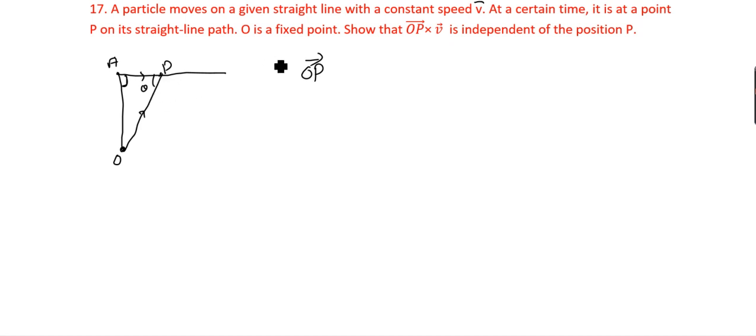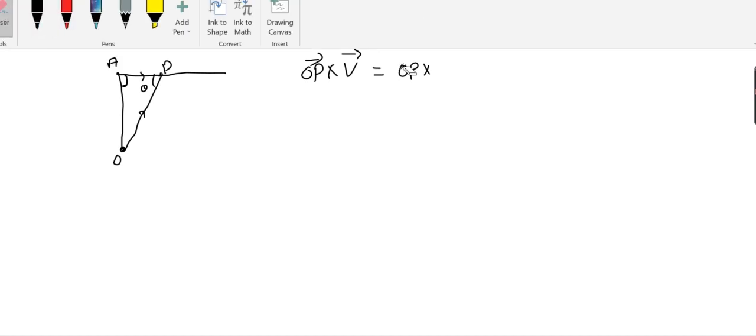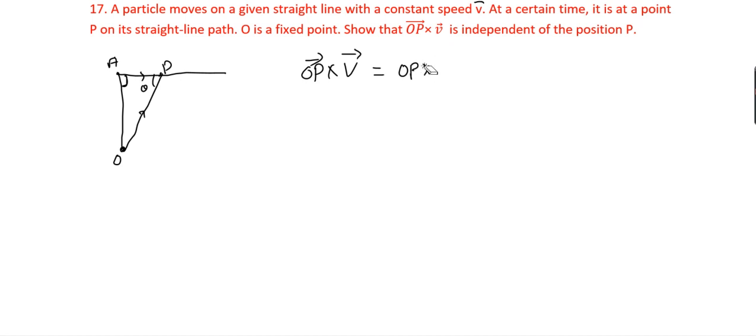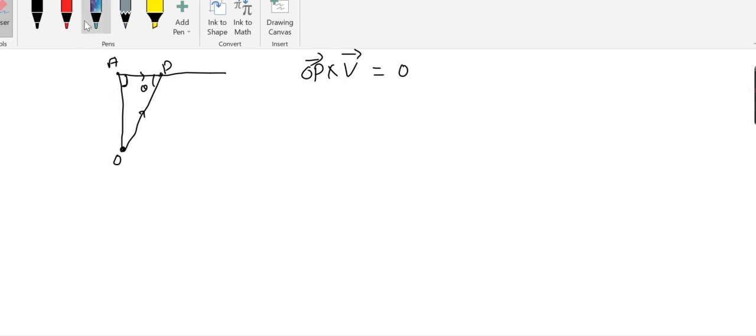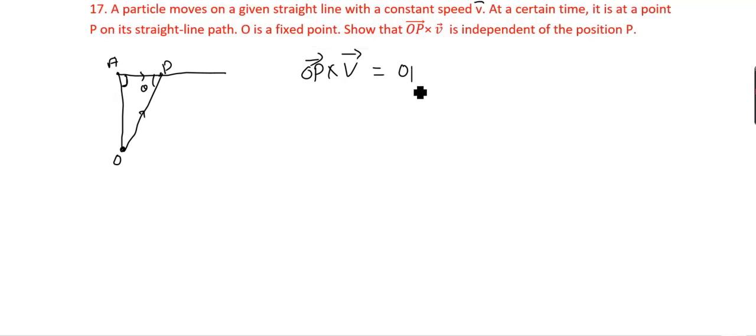So OP cross V vector, we can write as OP V sin theta n cap. N cap is the unit vector direction.